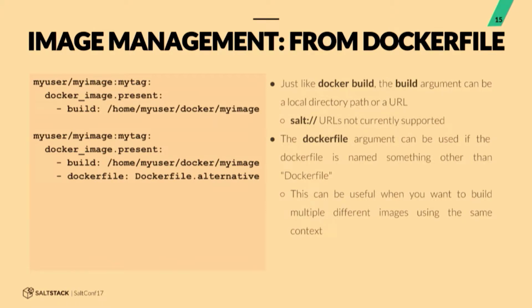And then there's a Docker file argument if you want to use a file name, if your Docker file is named something other than Docker file. And this is useful if you have a bunch of different images that you all want to build from the same context files.